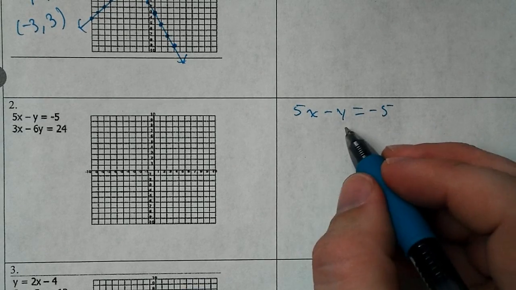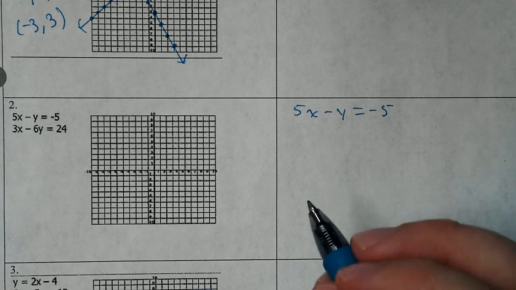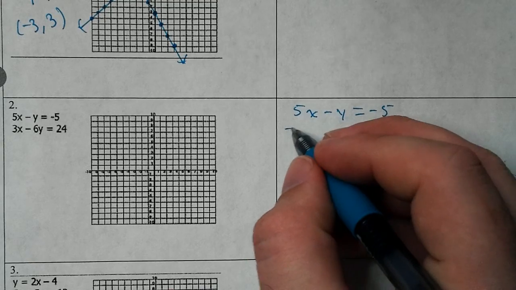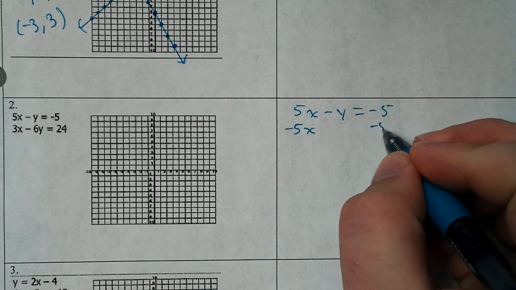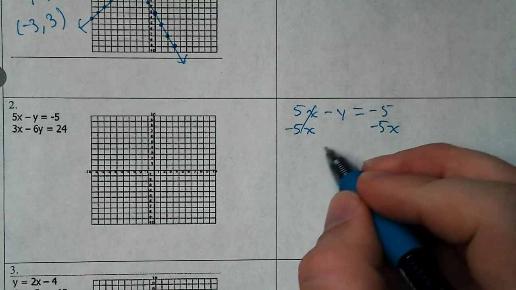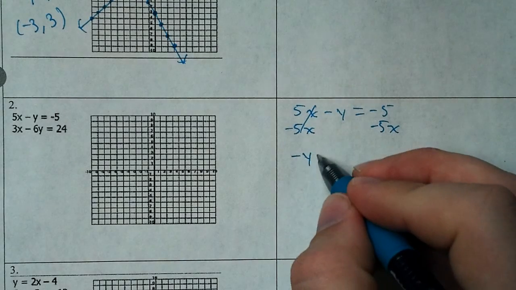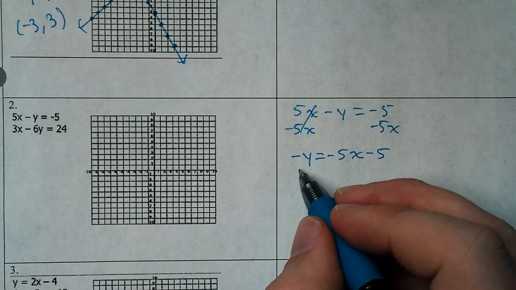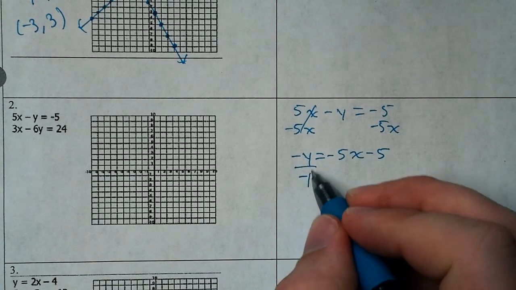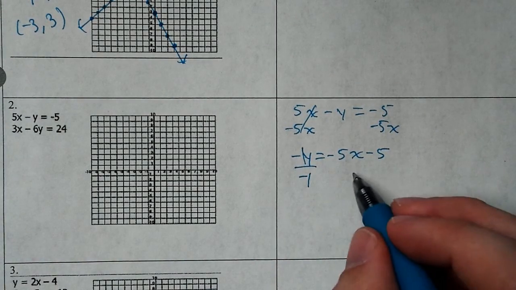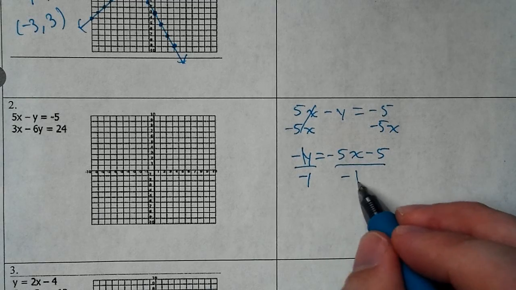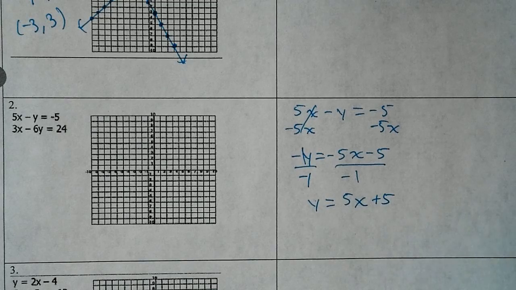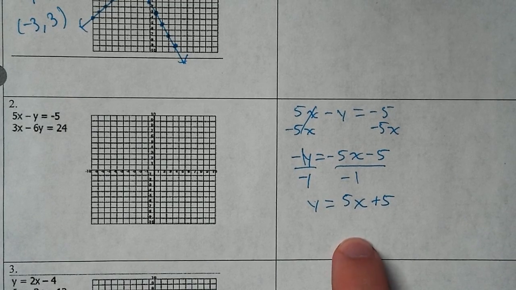Anytime they're in standard form, to get it into y equals, there are two steps: move your x and divide by y. So to move our x, we're going to subtract 5x, bring everything down, and then divide by y. This time we've got to divide by a -1 because it's got that sneaky 1 in there, right? So divide everything by -1, we get y equals 5x plus 5. This one's in y equals, it's ready to graph.